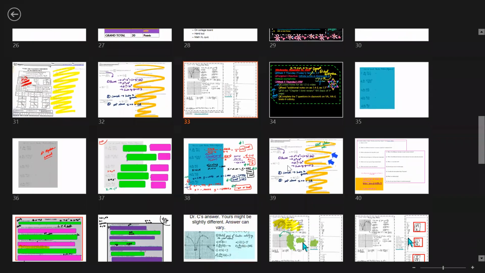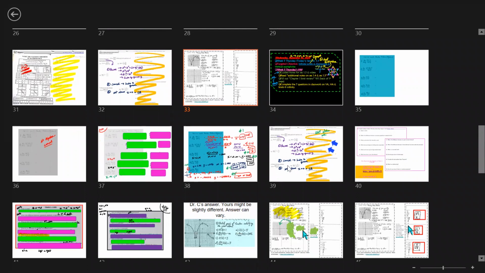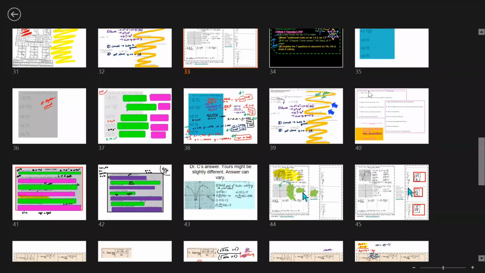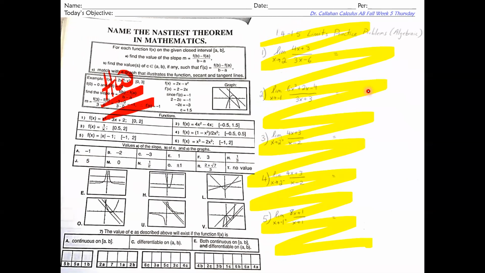All right, if we're done with that, let's go on to the calculus puzzle, and you can go ahead and work on this.